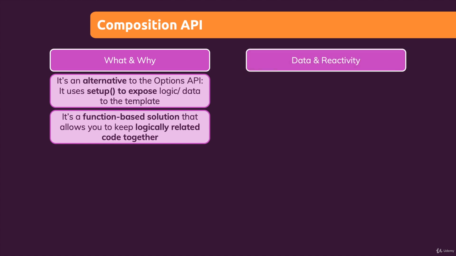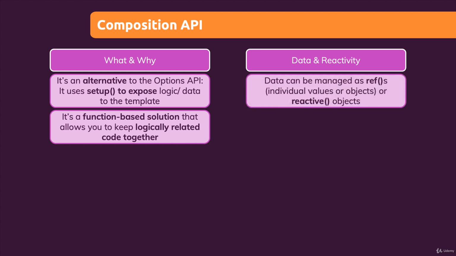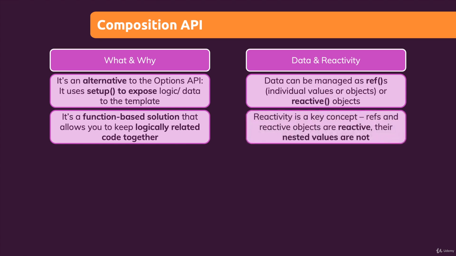Data and reactivity, of course, is an important concept in Vue in general, and therefore also in the composition API. And here we can manage data as refs, so as individual values or an object which is in a ref, or we use the reactive function to create reactive objects. I talked about the differences and how to work with these values in great depth throughout this module. Reactivity is a key concept, and one of the most important takeaways really is that you can create reactive refs or objects, but that their nested properties are not necessarily reactive, as I also emphasized throughout this module.